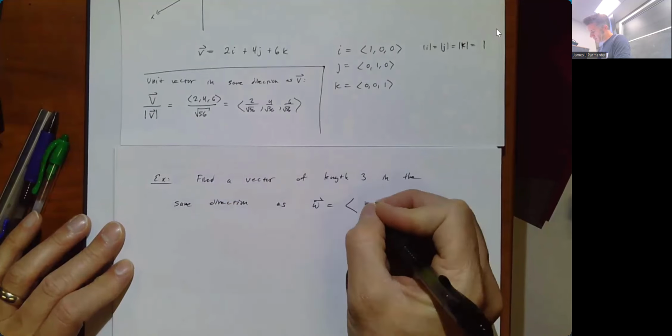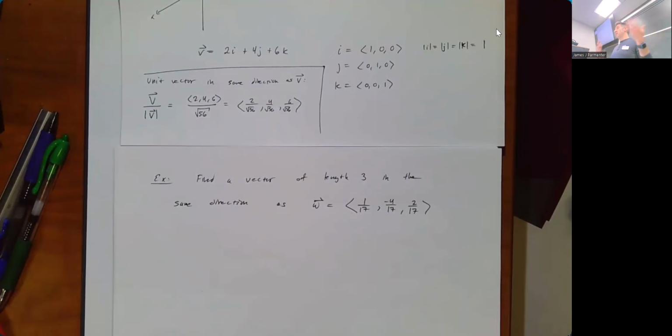But the thought process here is not super challenging. Here's what we're going to do. You're going to take your vector, which gives you the direction. You're going to divide it by its own magnitude, which will give you a vector of length 1 in that direction. And then we're going to multiply that by 3. If you take a vector of length 1 and multiply it by 3, you get a vector of length 3.